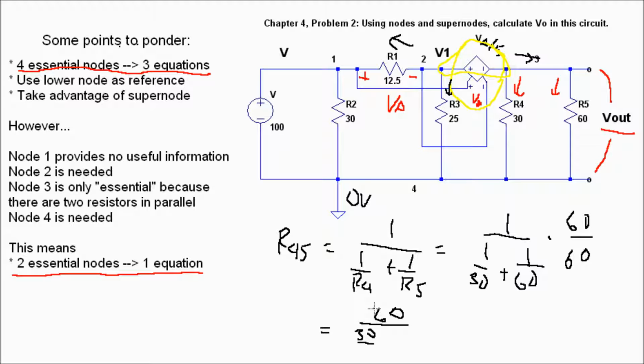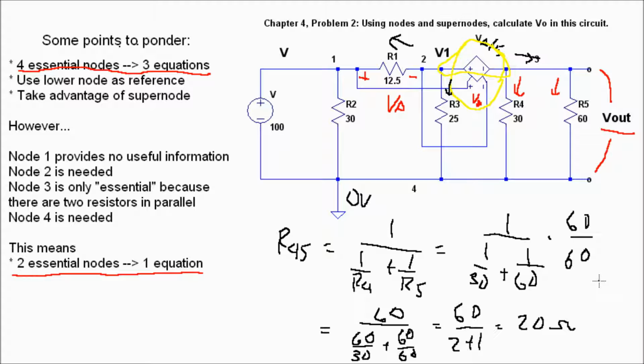let's back up a little bit. We're going to multiply this by 60 over 60, and that's going to give us 60 divided by (60 over 30 plus 60 over 60). And that is just 60 over (2 plus 1), which is 60 over 3, and that's going to be 20 ohms.